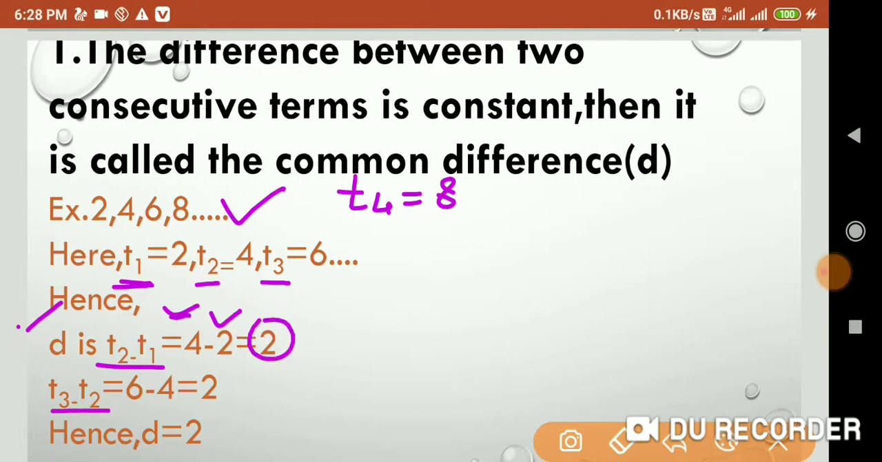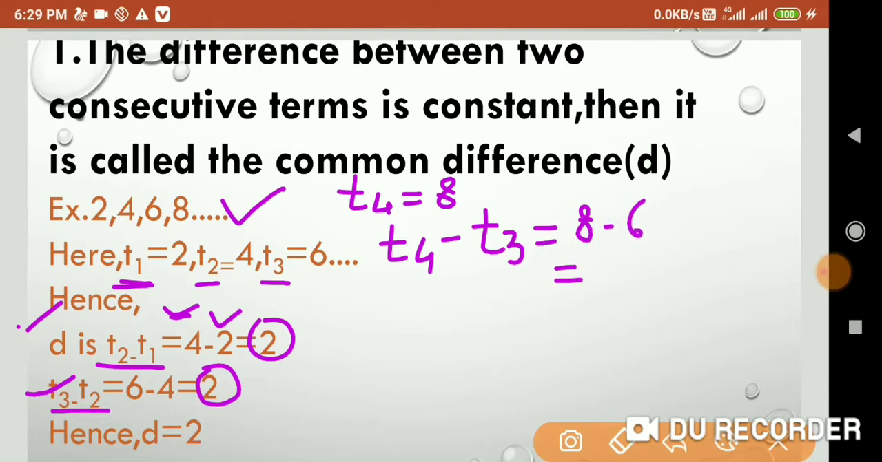Okay. Then see the next, T3 minus T2. That means 6 minus 4 is equal to again 2. If we take T4 is equal to 8, then the next is T4 minus T3 is equal to 8 minus 6 is equal to again 2. If you carefully observe, then you notice that the difference between two consecutive terms is constant and therefore the difference is called the common difference d.